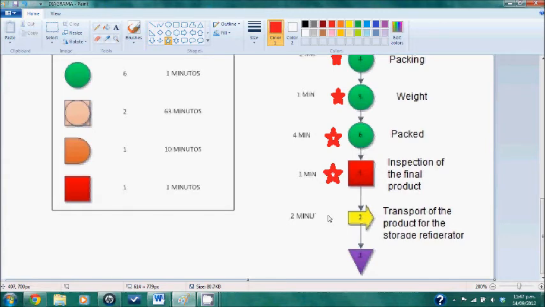Then for the final part of the process, we have the transport of the product to the storage refrigerator. In this step, if everything is correct, all the product is measured right and enveloped in the right way, the good product is transported to the special refrigerator to preserve the product for a long time and be distributed in a couple of days to the stores of all the country.